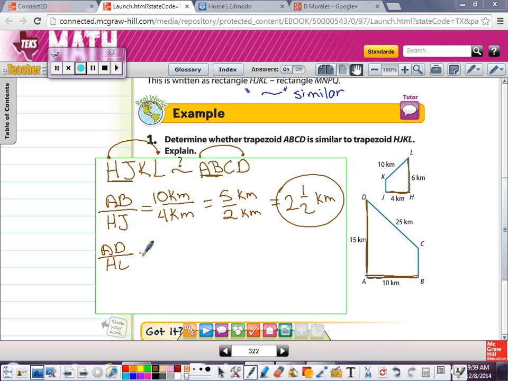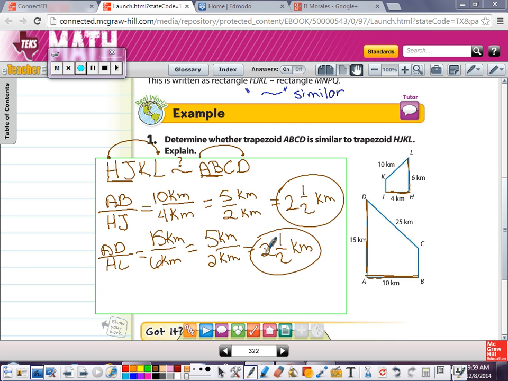So I'm going to go ahead and, like I did above, fill out my information. H to L I just said was 6 kilometers. A to D is 15 kilometers. I'm going to simplify this ratio by 3, and I get 5 kilometers to 2 kilometers. And just like above, I get the same simplified ratio of 2.5 kilometers. So since I have two sides that have the same equivalent ratios, that proves that these two shapes are indeed similar. And here's the amount at which they're similar by.